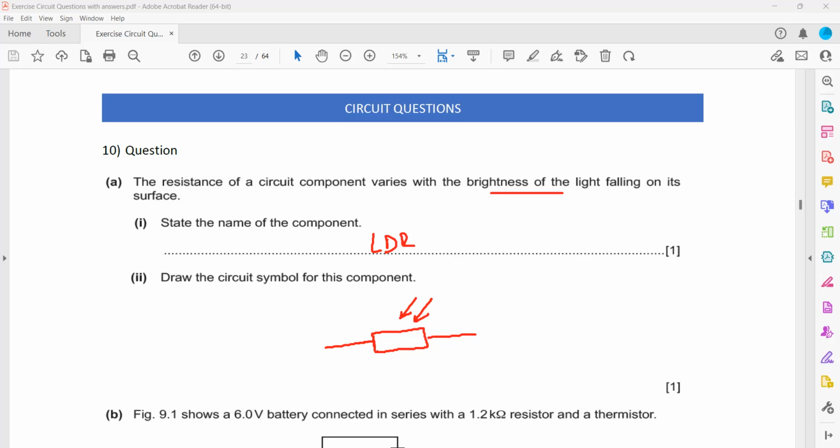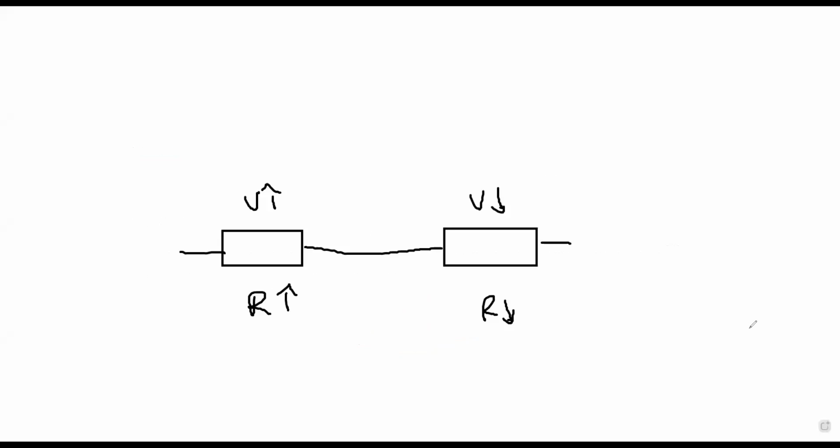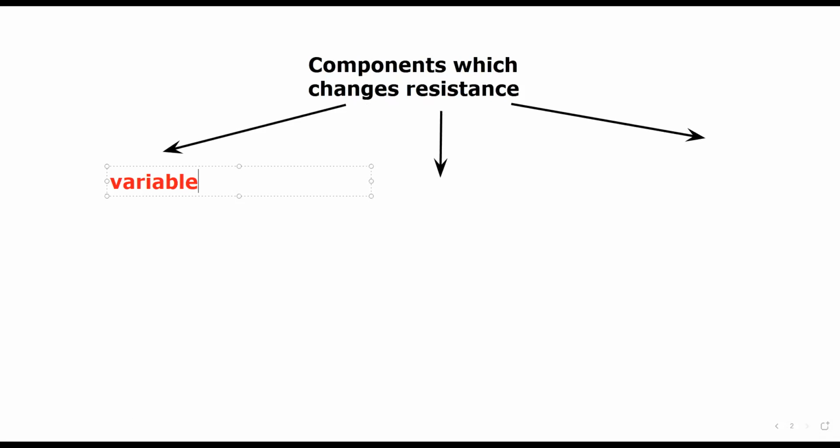There are three components which can change the resistance. One is a variable resistor, another one is a thermistor, and the third one, the component which changes its resistance with light, is the LDR, also called a light dependent resistor. I will draw the structure of LDR as well. You can write LDR in the exam, it's acceptable.